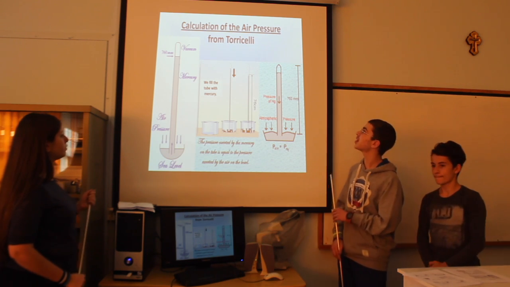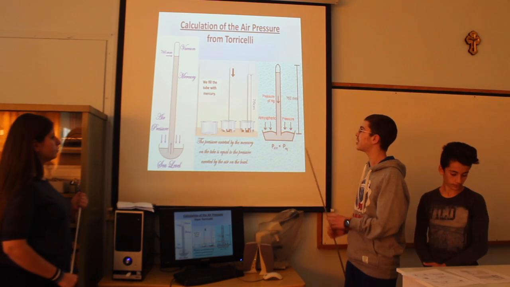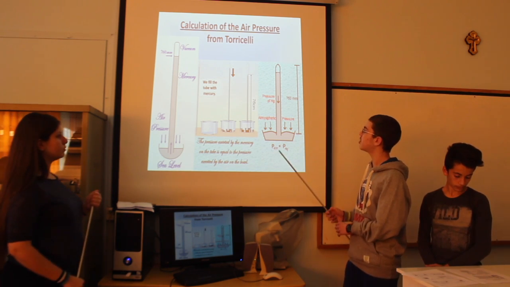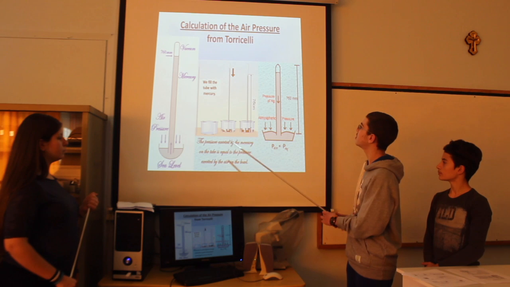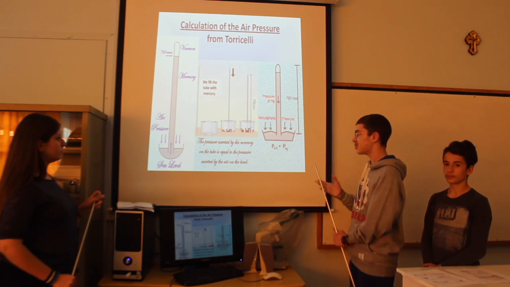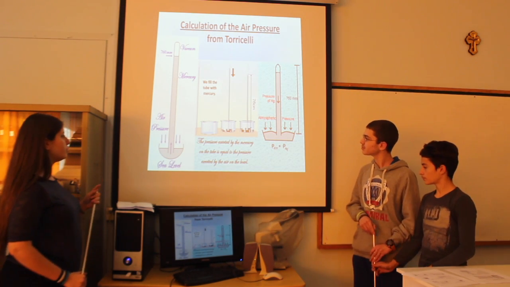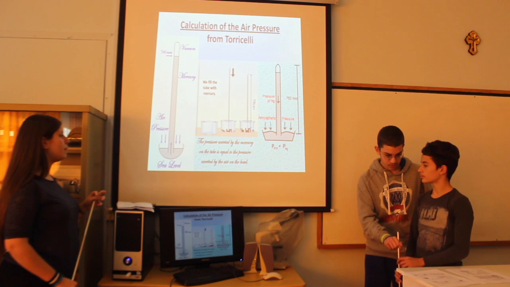The first person who calculated the air pressure was Torricelli. He filled a tube with mercury and turned it upside down in a bowl. He noticed that the mercury stopped at a certain point in the tube, and he came to a conclusion: the pressure exerted by the mercury in the tube is equal to the pressure exerted by the air on the bowl.